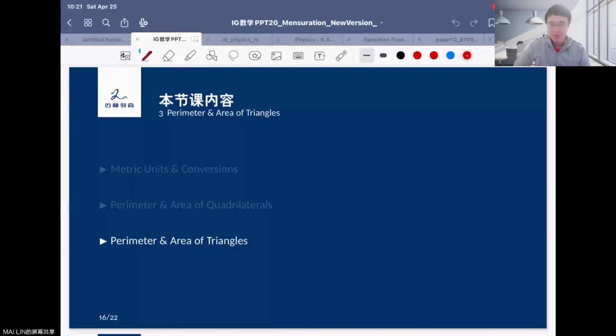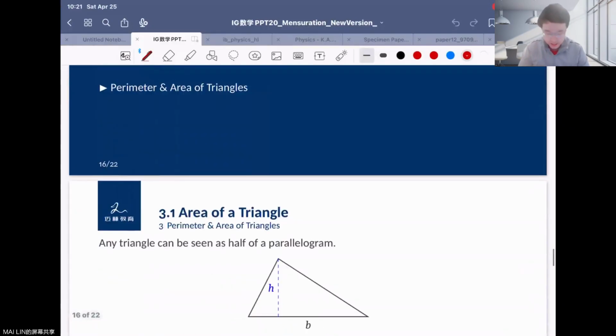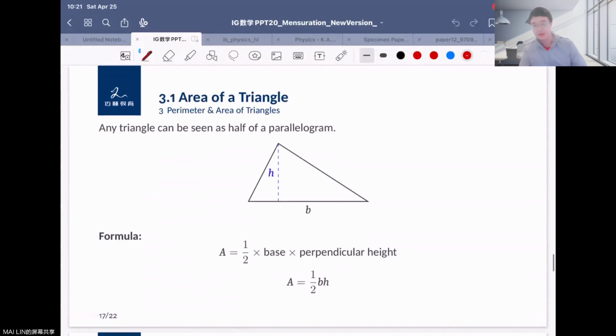Hello guys, today's topic is about the perimeter and the area of triangles, okay? Let's move to the first slide about the area of a triangle, okay?